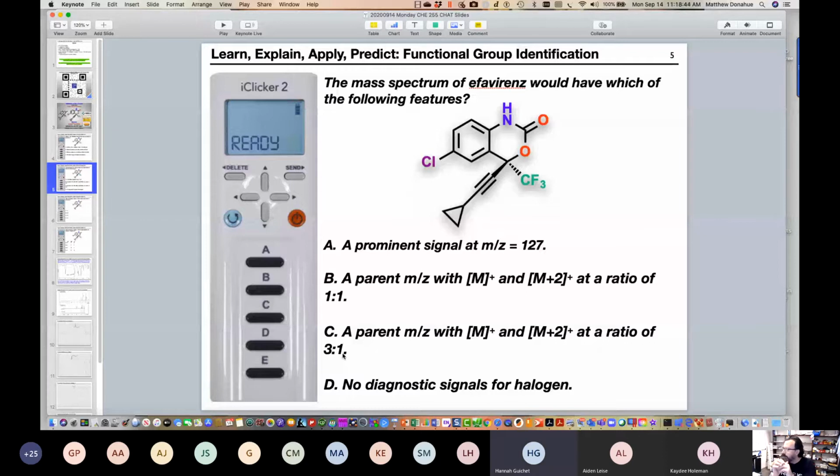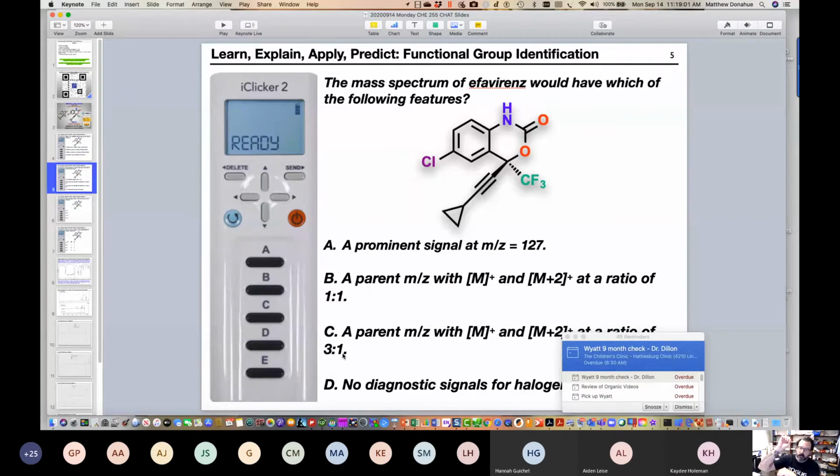Okay, so are we supposed to know that chlorine is a 35 to 37? Yeah, that's basically something that you'll have to memorize, for lack of a better word. So of the halogens, you have fluorine, chlorine, bromine, and iodine going down the group. Fluorine really doesn't have a specific signature in mass spec. Chlorine is the 3:1 ratio. Bromine's 1:1. And iodine, you have the peak at 127.